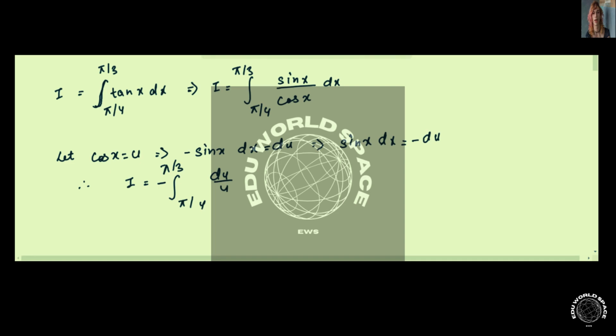Now this becomes I equals to minus ln u. Ln is the natural log. So we know that u equals cos x, so we can put the value, that is ln cos x here. Now we will apply the limit.